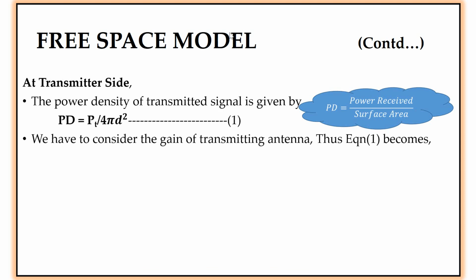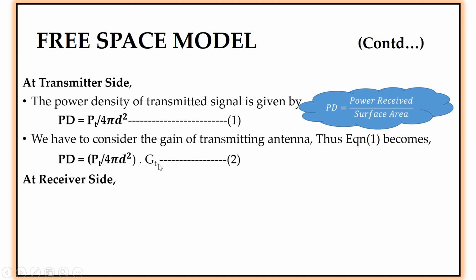And we have to consider the gain of the transmitting antenna, right? So in equation 1, I'm going to consider the gain of the transmitting antenna, so that it gets transformed into PD is equal to, I've just copied this equation as such and am putting a gain for the transmitting antenna.